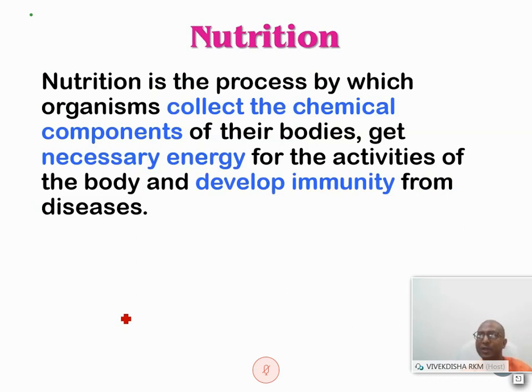Nutrition is the process where we can find three things, or maybe one also. That will also be known as nutrition. If you find any one process going on, we will also say that is nutrition. So collect the chemical components for the body to develop, to get the necessary energy. For that also you have to collect something, and develop immunity, develop resistance against disease. So these three things should be collectively known, or single if it is there, and it is the part of nutrition for animal. So this is nutrition.